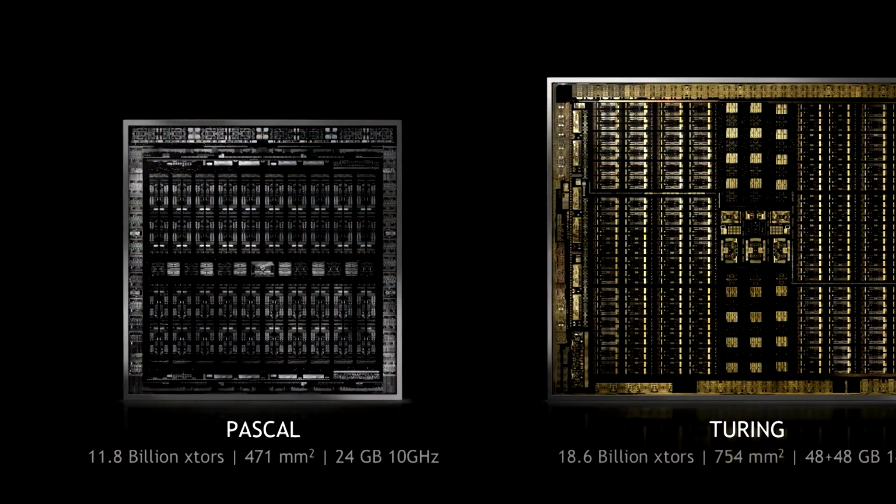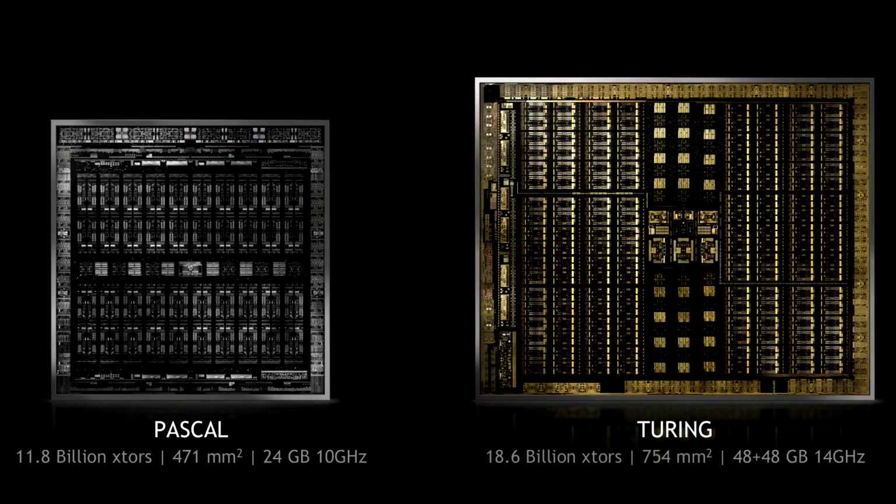So here we are. We've got Pascal on the left, Turing on the right. You can see the Turing chip is much larger. It's not as large as Volta. Volta, however, does not have the RT cores. It just has tensor and the traditional computing and shader cores. The Turing chip is 754 millimeters squared and Pascal is 471 millimeters squared.